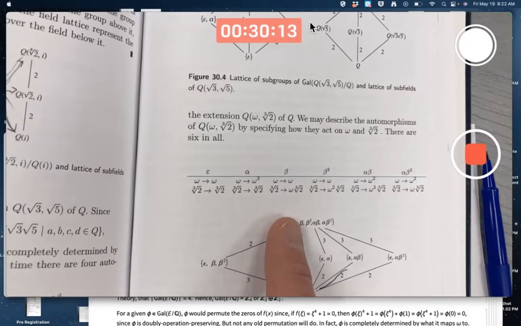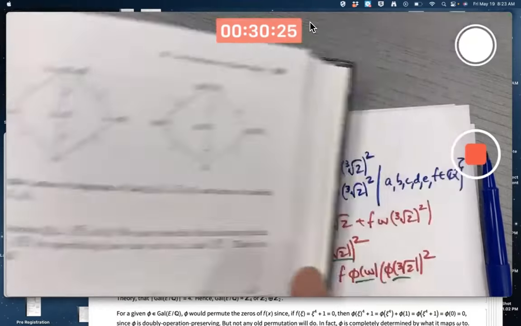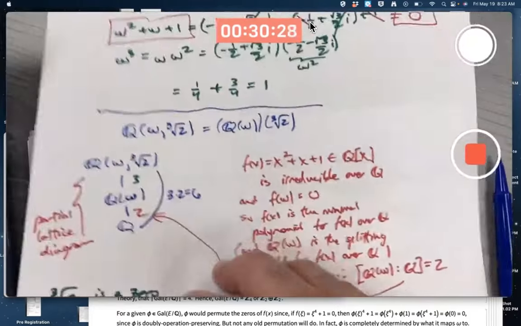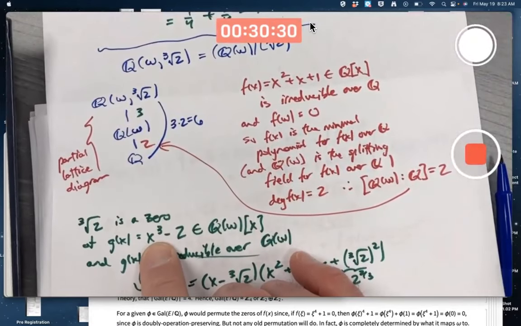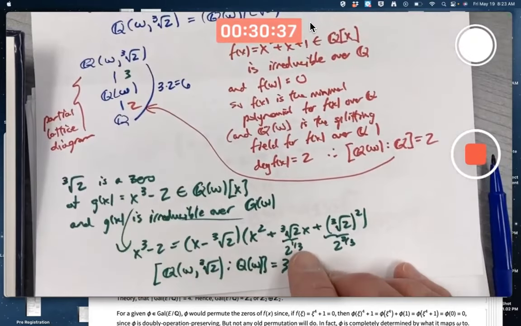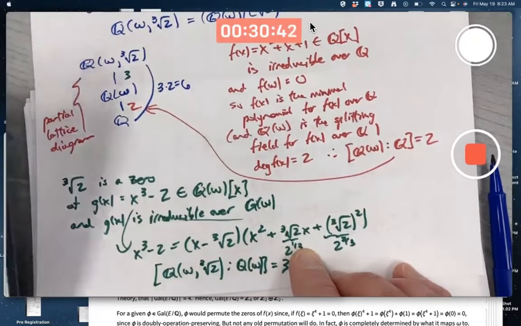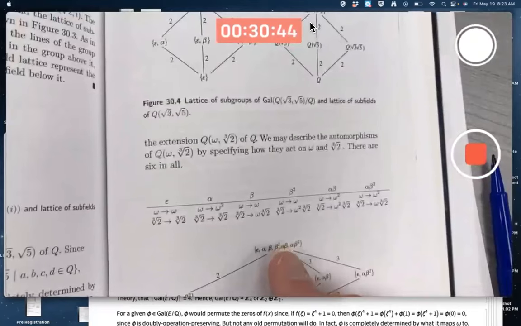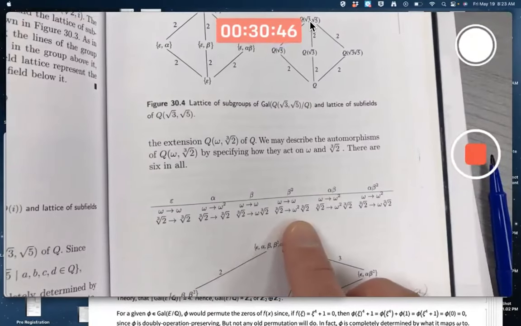Oh, because cube root of 2 squared does not satisfy that equation. That's one. The other roots of that equation come from using the quadratic formula on this, and those do turn out to be omega times cube root of 2 and omega squared times cube root of 2.